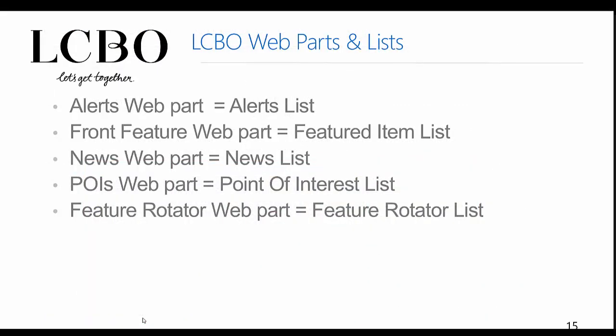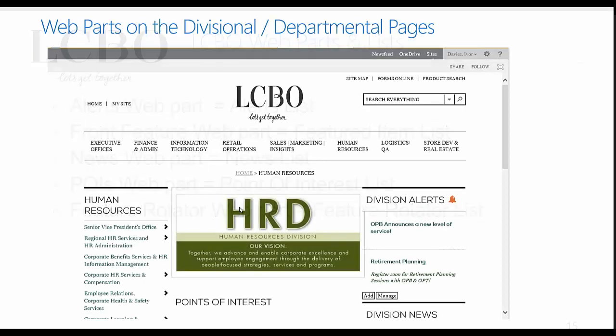LCBO web parts and lists. Mostly web parts are populated from lists. So for example, the Alerts web part pulls its information from the Alerts list. The Front Feature web part pulls its information from the Featured Items list. The News web part pulls its information from the News list. The Points of Interest web part pulls its information from the Points of Interest list. And the Feature Rotator web part pulls its information from the Feature Rotator list.